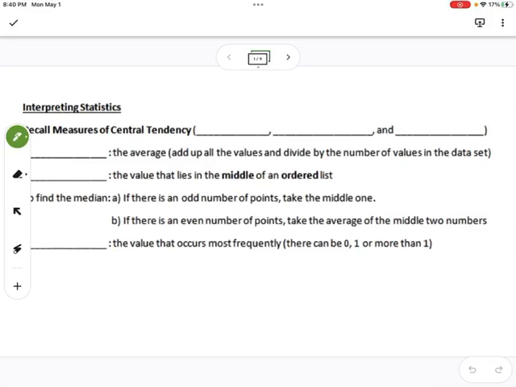Okay, so now that we've finished up our data unit, we're going to be looking at stats. So first we're looking at measures of central tendency. Our measures of central tendency are our mean, median, and mode.